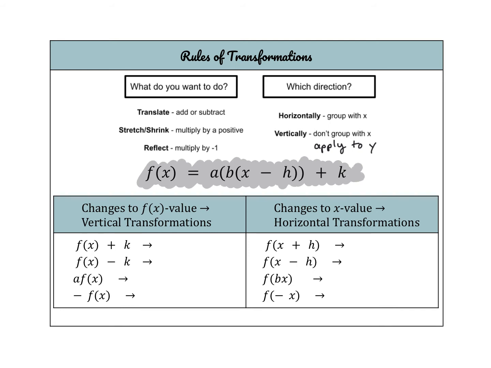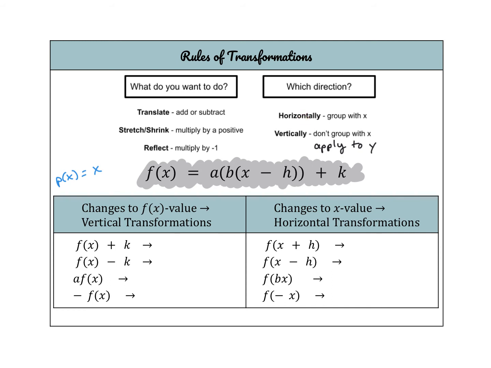So usually the parent function would look something like this. I'll say p of x for the parent function. It would just be x. So you see here, here's the x, but there's all these different changes. So let's go through it. First, within the parentheses, you see that we can add or subtract h from our x value. So since we're adding or subtracting, this is a translation. And since it's to the x, it's horizontal.